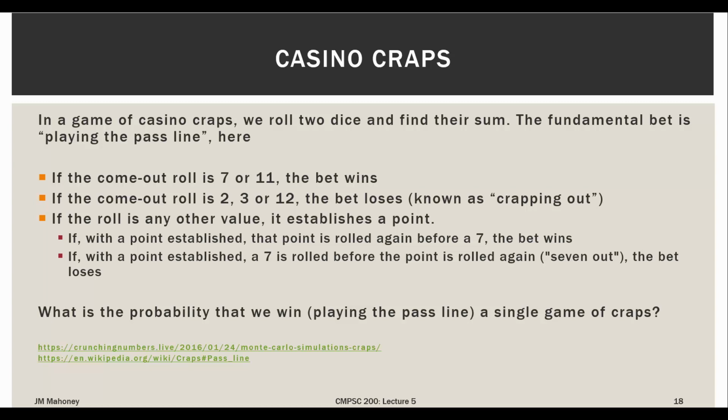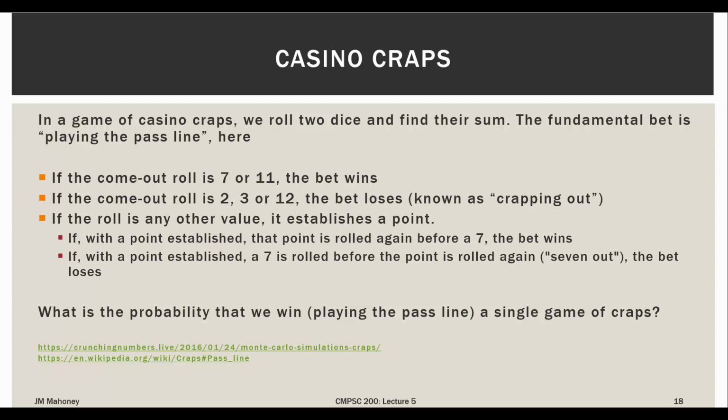Otherwise, if we roll any other sum, so 4, 5, 6, 8, 9, or 10, then we establish what's called the point. And what we're going to do is keep rolling the dice over and over again until we roll a 7 or until we hit the point. So if we roll a 7 first, then we are going to lose. If we hit the point, or roll that established number before we roll a 7, we're going to win. All right, so in this round, we're going to win or lose.